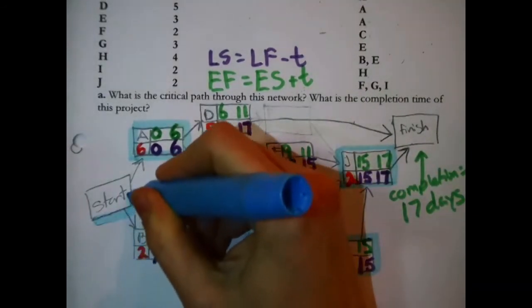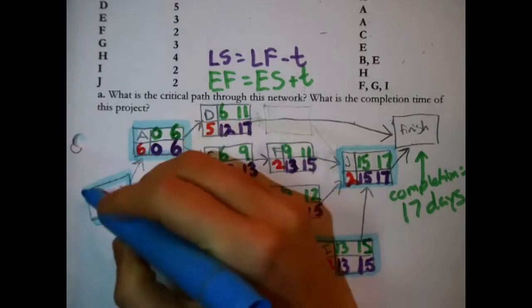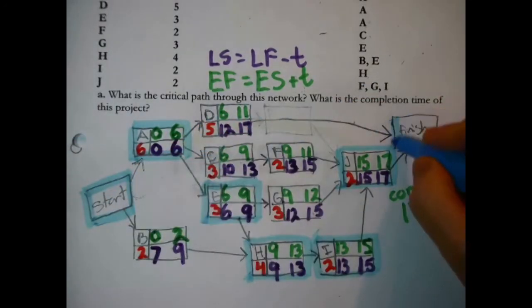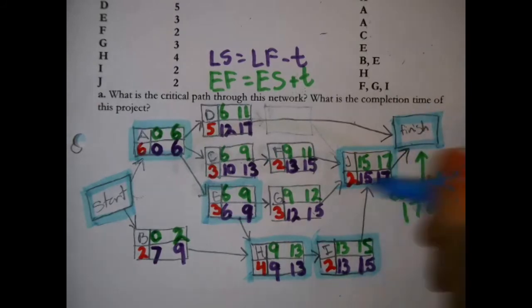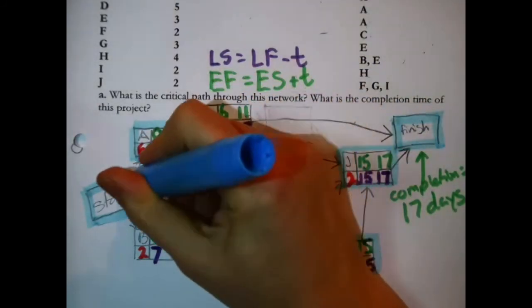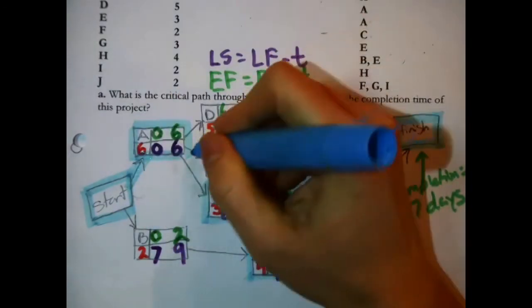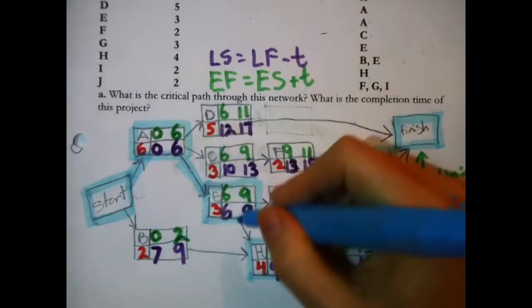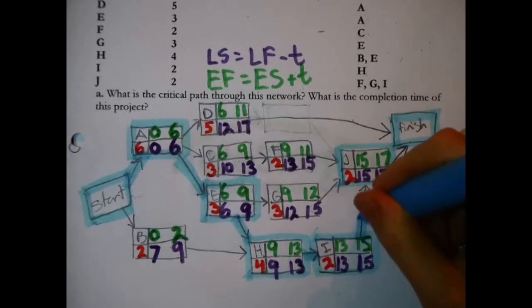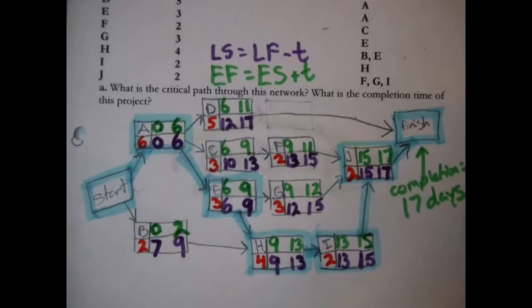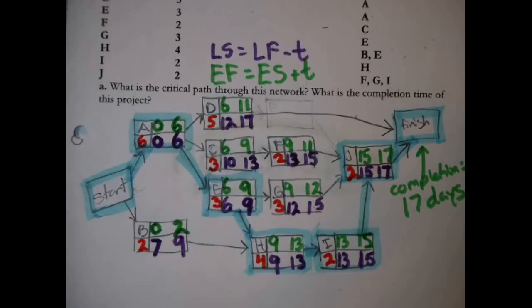Now let's do another check on my math. This needs to be at least one path. A path is any route from start all the way to finish. Let's check we have a coherent route. From the start you can get to A, and from A you can get to E, and from E you can get to H, and from H you can get to I, and from I you can get to J, and from J you get to the finish. Good, yes. There is the critical path through the network.